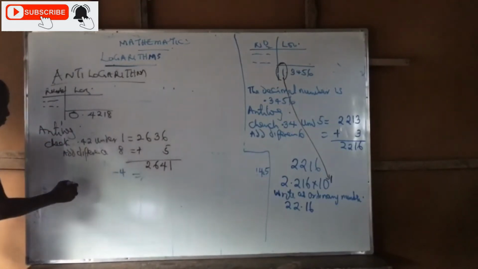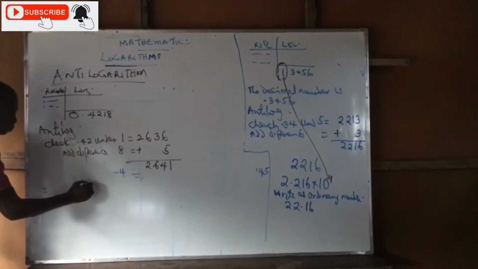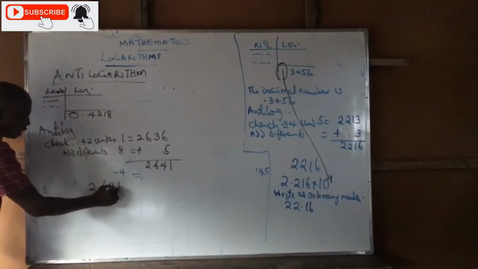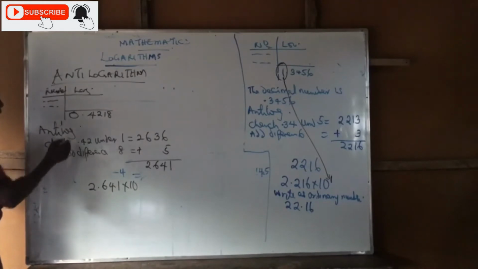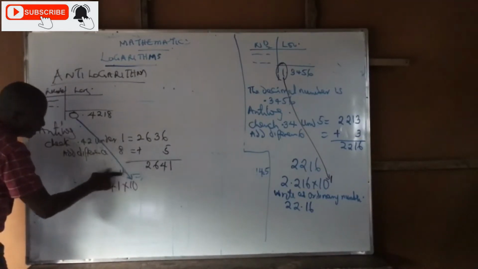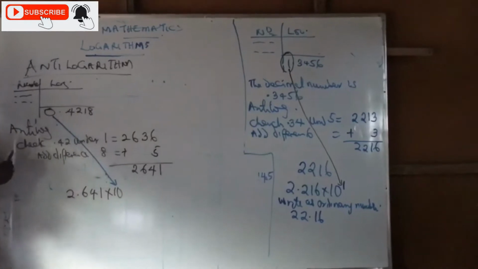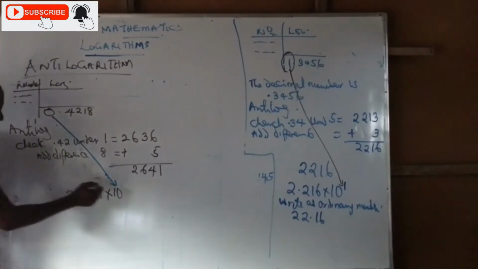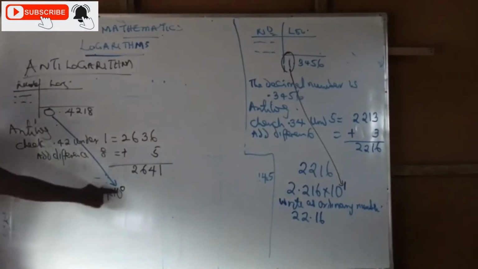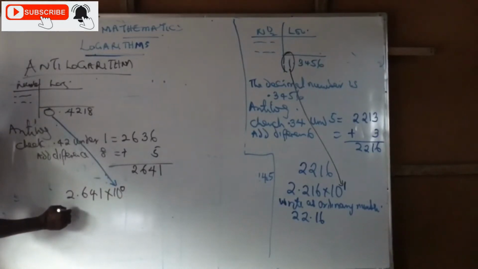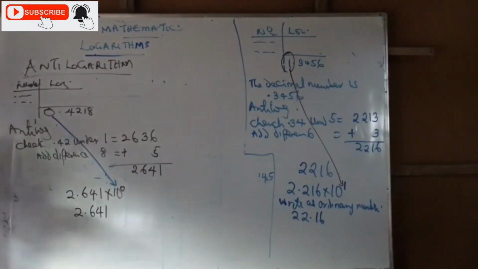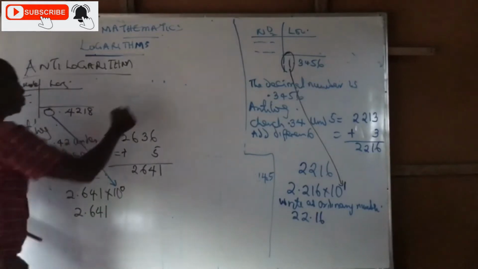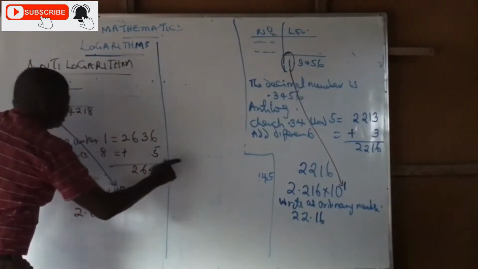Then the number will be written in standard form. 2.641 times 10 raised to power what? What will be the power of 10? The 0 here will be the power of 10 raised to power 0. So when it is power 0, the decimal point will not be shifted. The answer is 2.641. Let's see one more example so as to understand this.